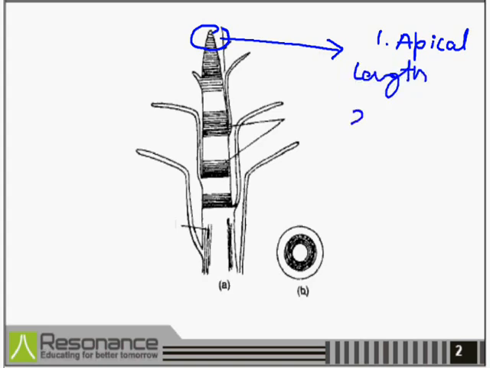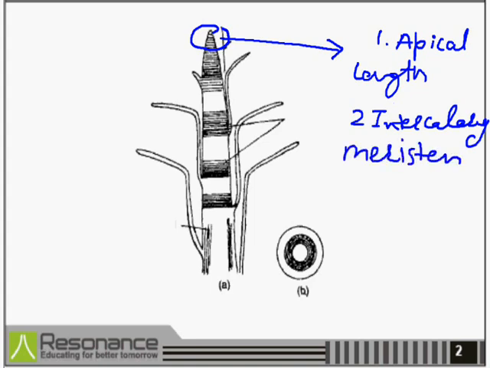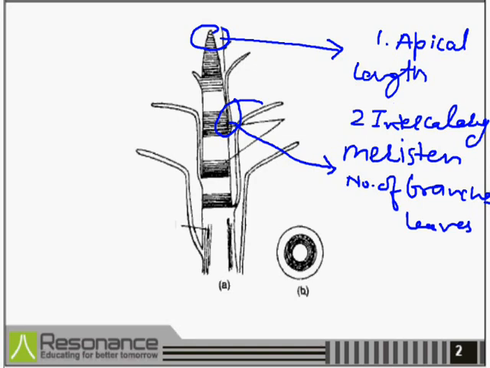We call them intercalary meristem. Intercalary meristem is present at the base of the branches. This region having the intercalary meristem is responsible for the increase in the number of branches and the number of leaves in the plant body. So this is present at the base of nodes.